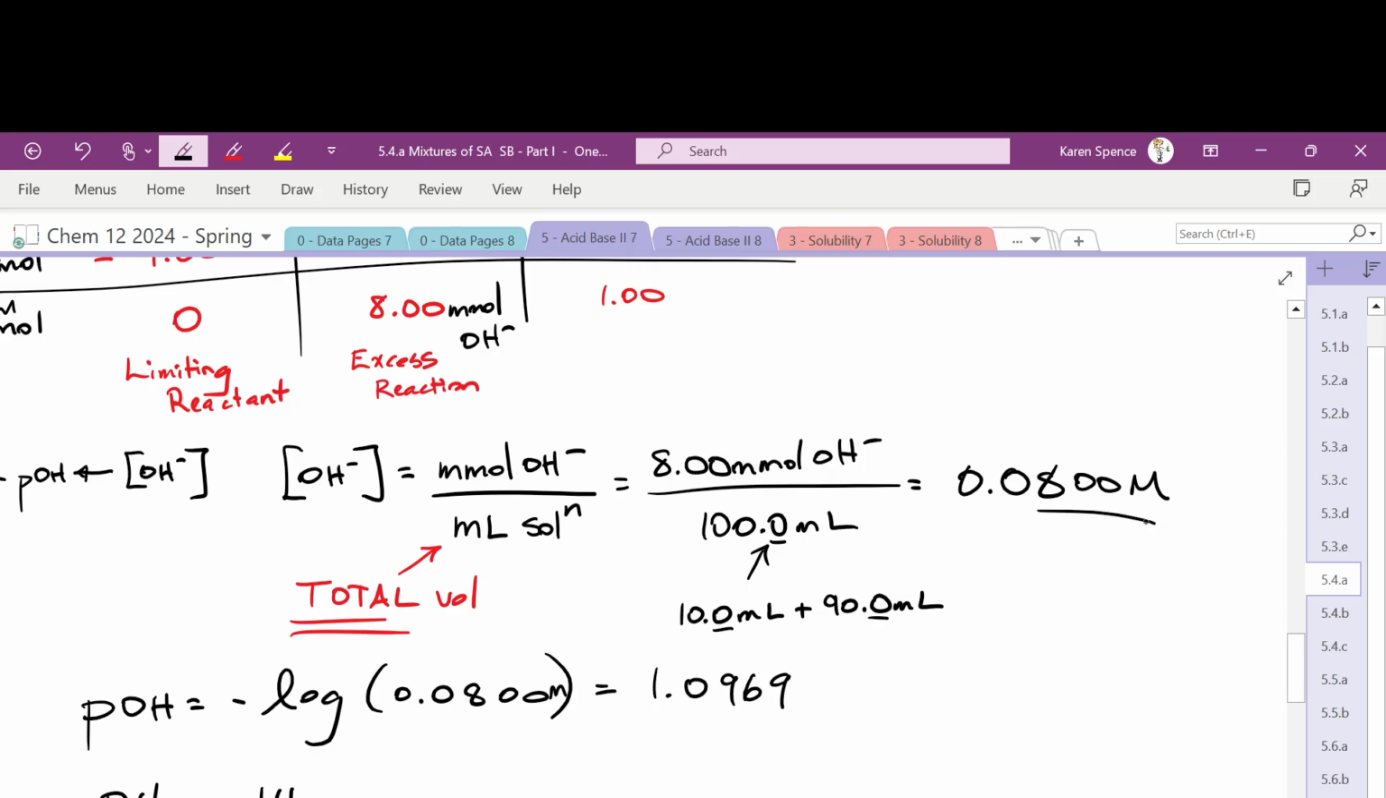How many sig figs do we want? We want 3 sig figs. So 14 point, how many zeros should I put? 3 zeros. 1, 2, 3. 14 minus 1.0969 equals 12.903 is our pH.